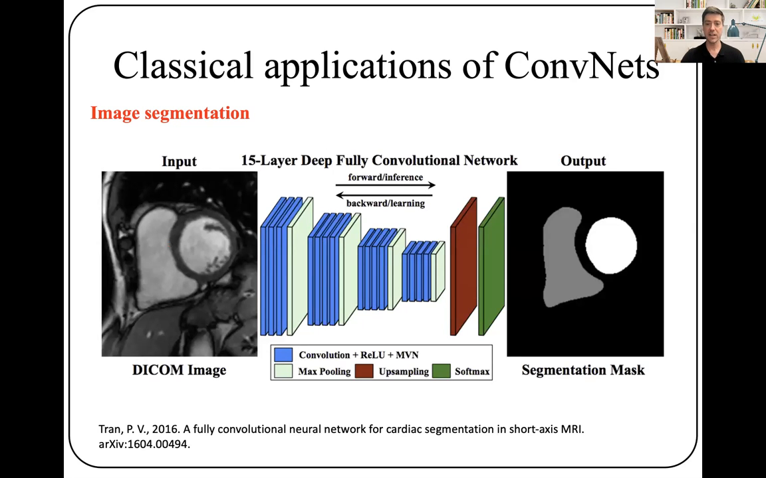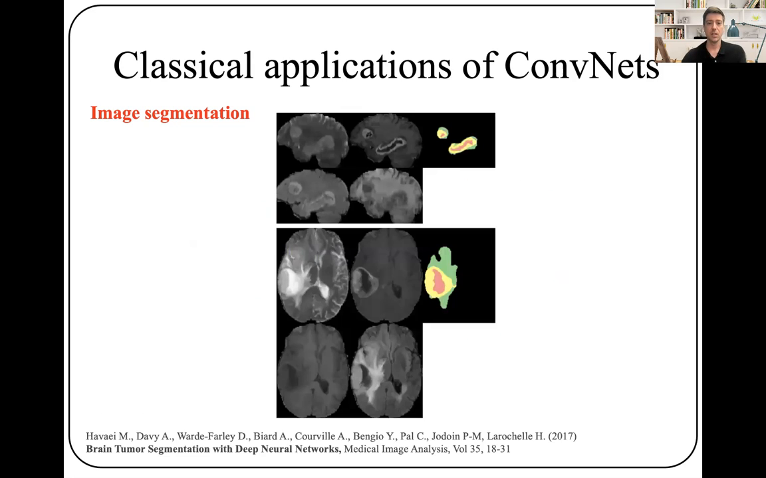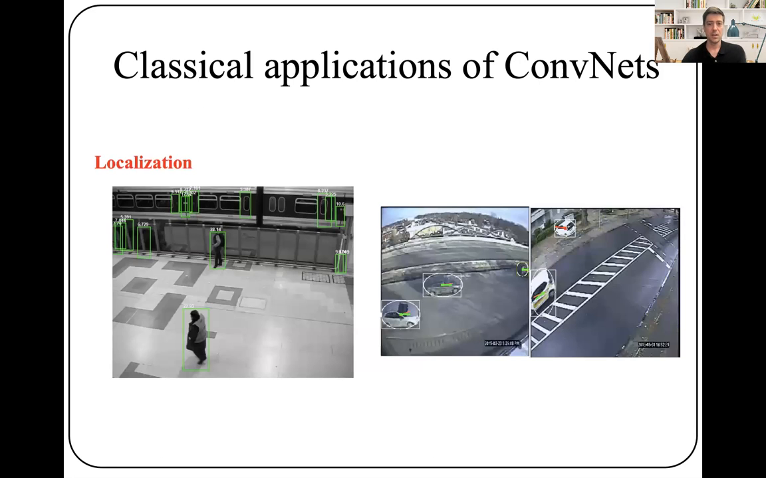Okay, so this is cardiac segmentation, where we want to segment the left and right ventricle. This is bone and cartilage segmentation. This is a brain tumor segmentation. And the last problem is called localization.